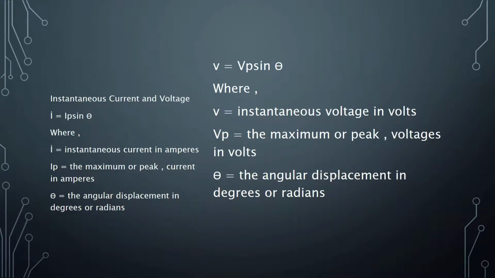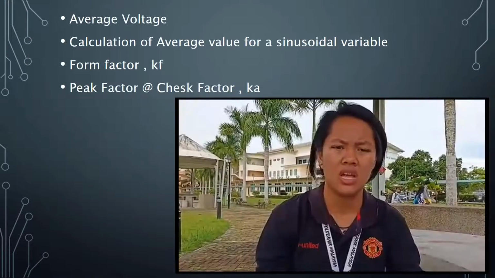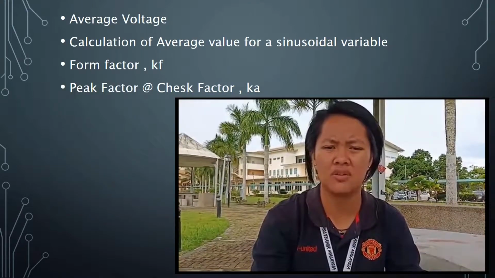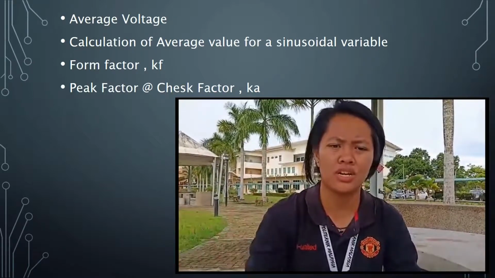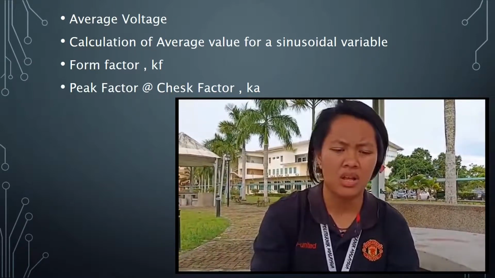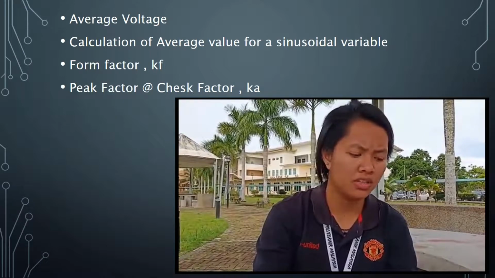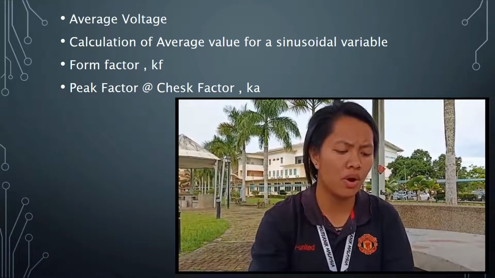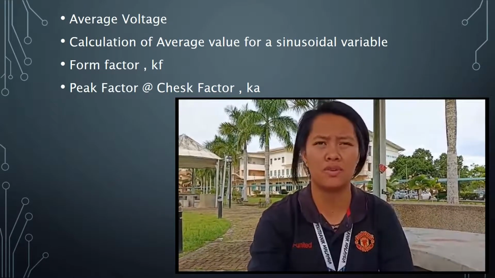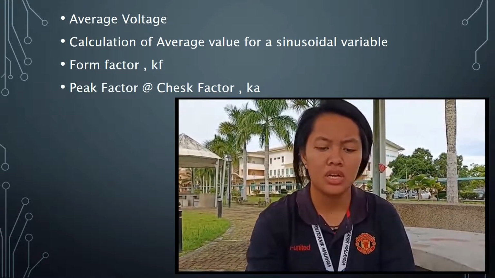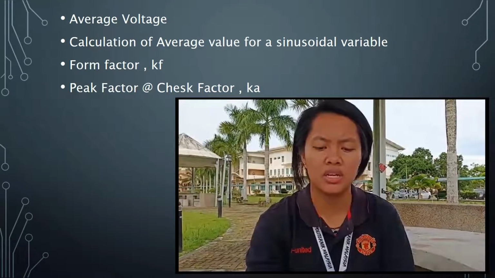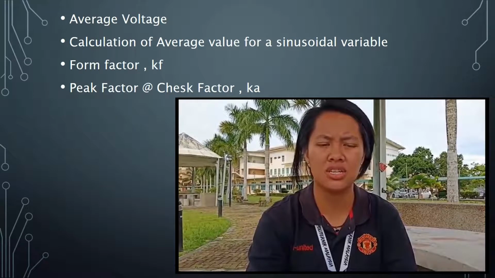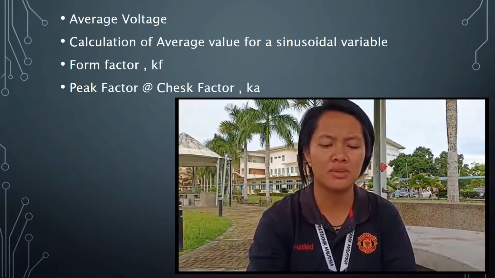Average voltage is the average value of all the values over a half cycle of the waveform. The average voltage of a sinusoidal waveform is equal to 0.637 times its peak value, so V average is equal to 0.637 volt for a 1 volt peak. The calculation of the average value for a sinusoidal variable will be shown at the next slide.